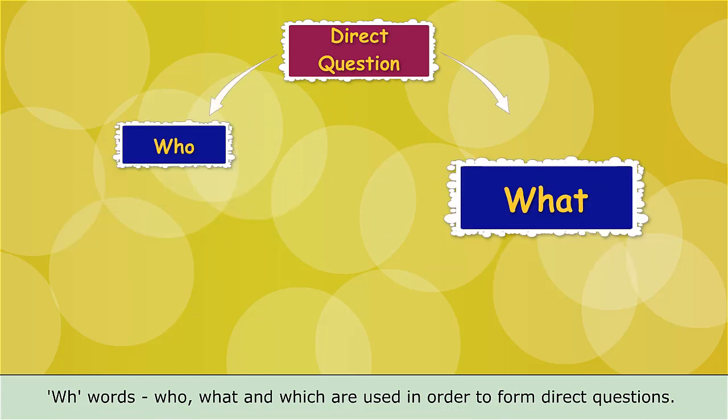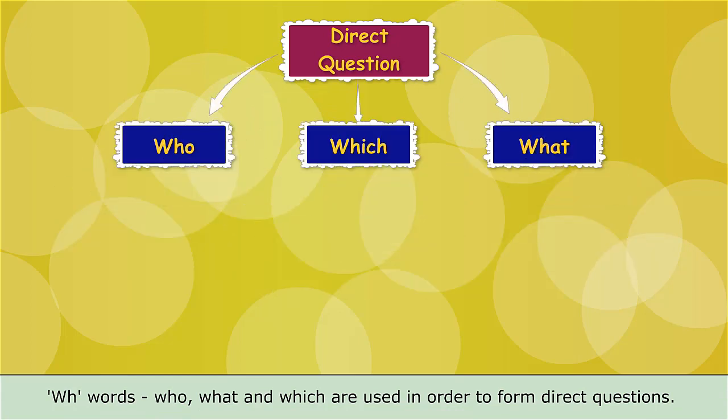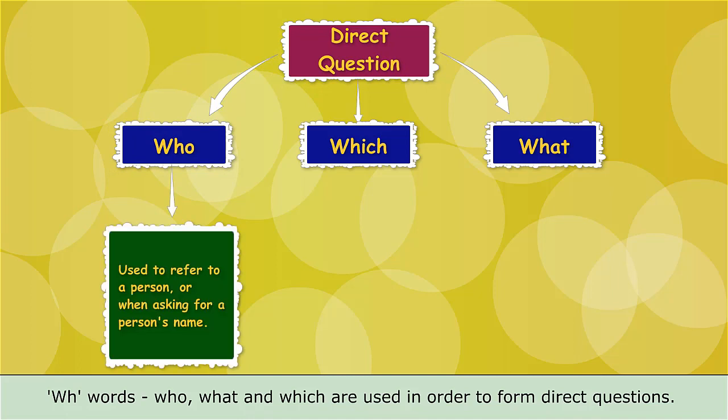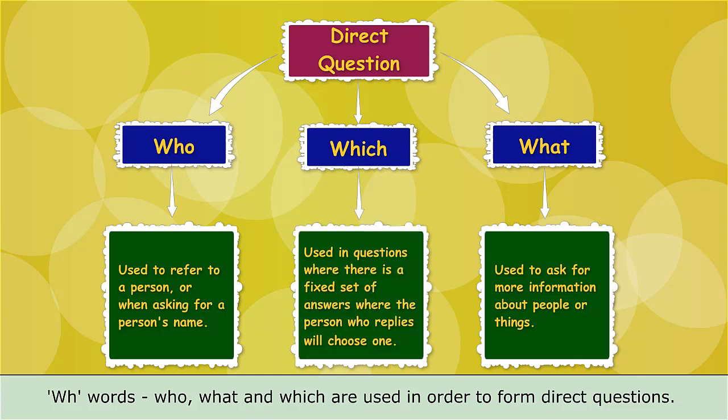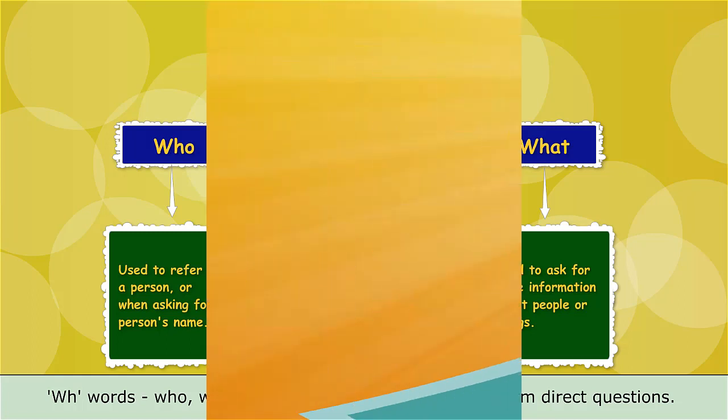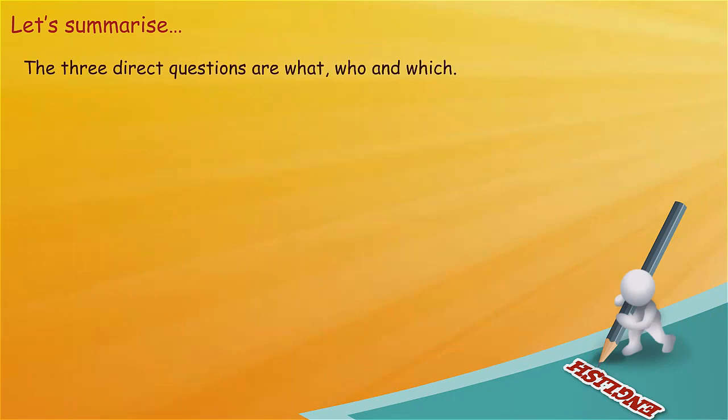WH words, who, what, and which, are used in order to form direct questions. Who is used to refer to a person or when asking for a person's name. What is used to ask for more information about people or things. Which is used in questions where there is a fixed set of answers and where the person who replies will choose one. Let's summarize. The three direct questions are what, who, and which.